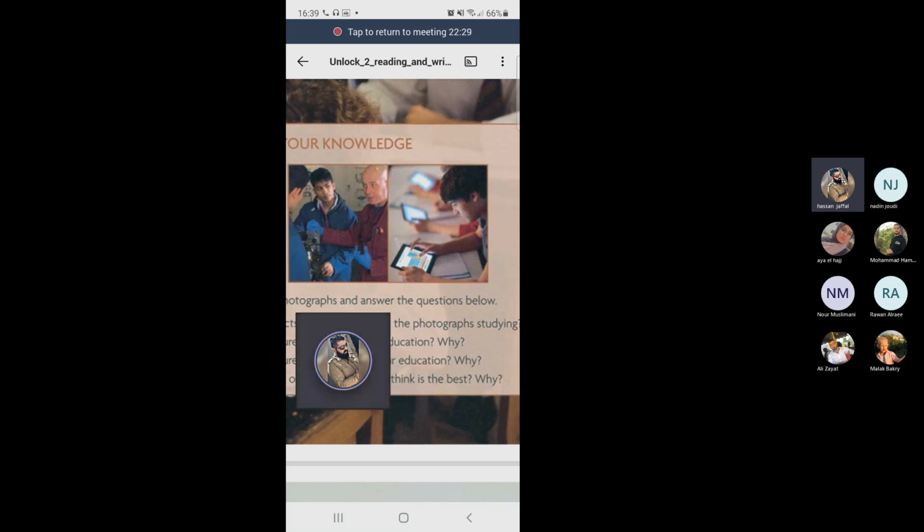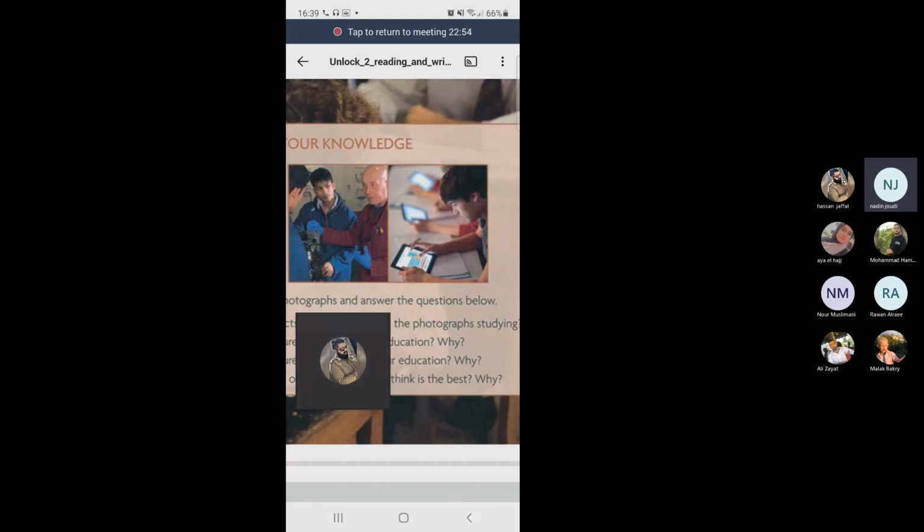Both of them are learning. Yes. Some of them on the tablets, and some of them they are learning something.